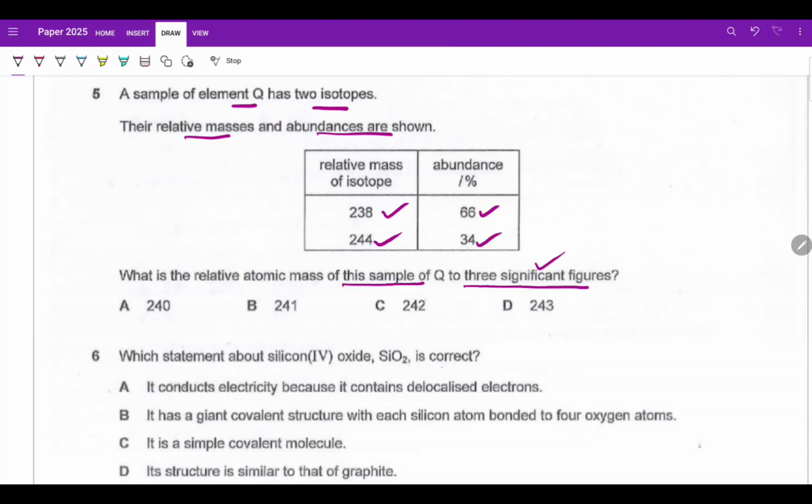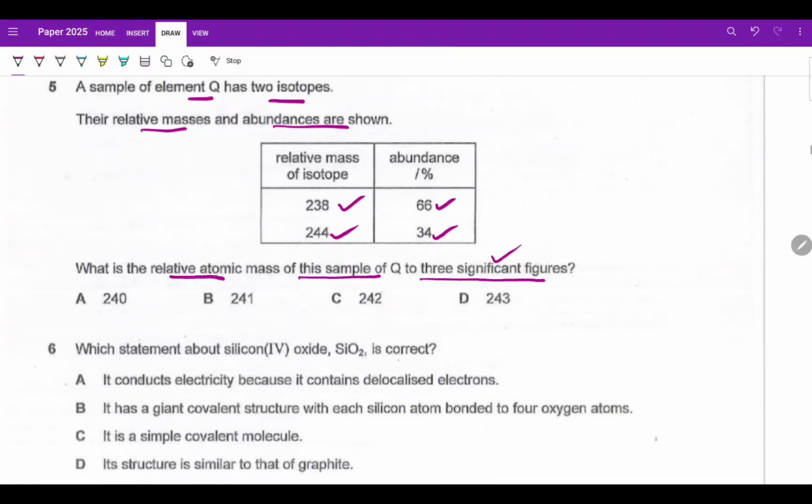Okay, how to find out this relative atomic mass? The formula for relative atomic mass is the mass of isotope multiplied by its percentage abundance plus mass of second isotope multiplied by its percentage abundance. Add them and divide by the total percentage abundance, which is 100. So what I mean is 238 into 66 plus 244 into 34 divided by 100. This will be the formula.